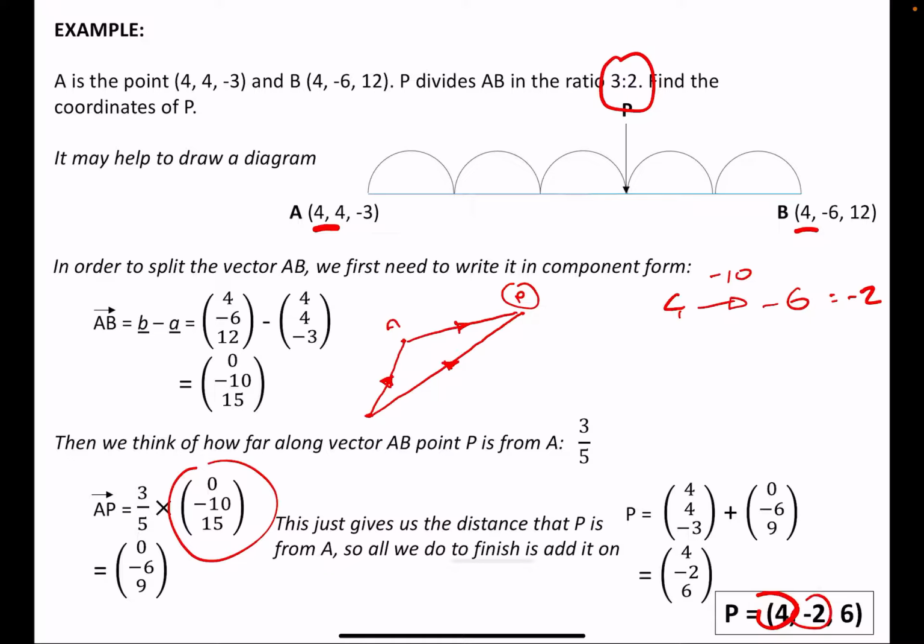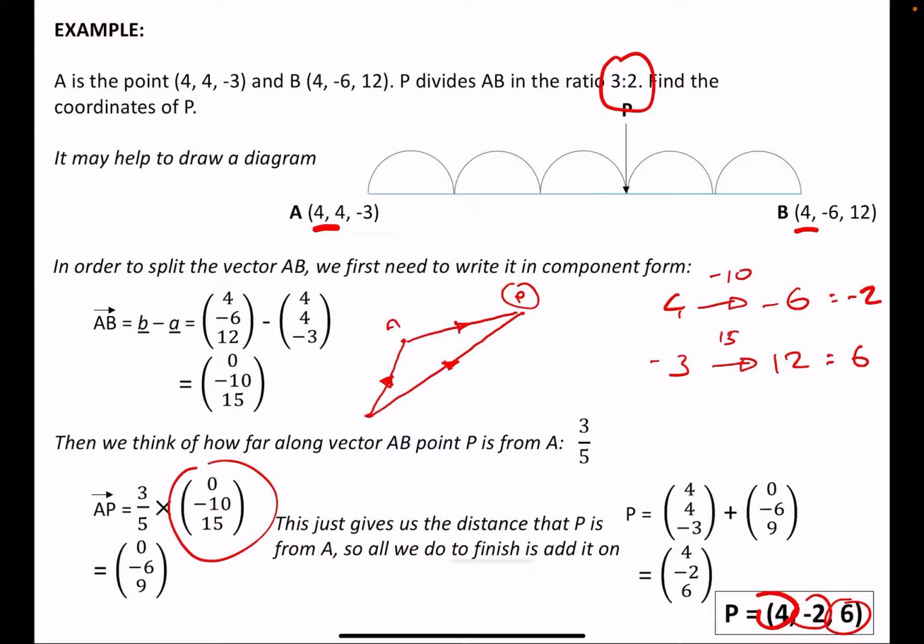And then in the same way, we can go from minus 3 to 12 in the z direction. Minus 3 to 12 is a difference of 15, and we basically want 3/5 of that distance. 1/5 of 15 is just 3, 3/5 is 9, so we want to go 9 on from minus 3, which takes us to 6. So there's nothing wrong with doing that.